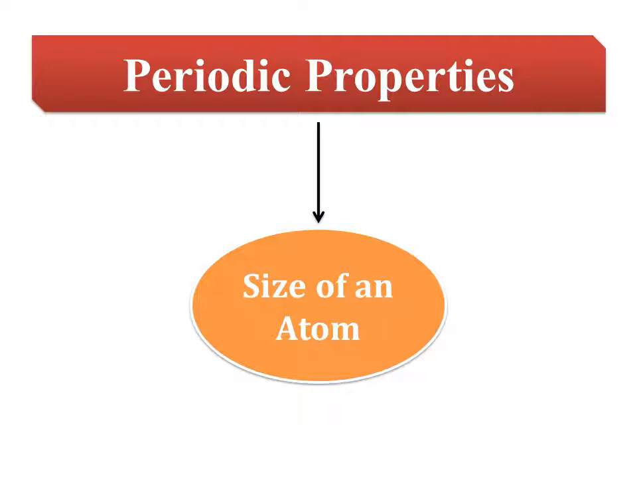And why is it atomic radius? Because we know that atoms are spherical in shape, and spheres do have radius. They do not have length, breadth, height, they have radius. So depending upon the radius, the size of the sphere matters. If the radius is smaller, the sphere is small size. If the radius is big, the sphere is big size. So the radius actually governs the size of an atom.